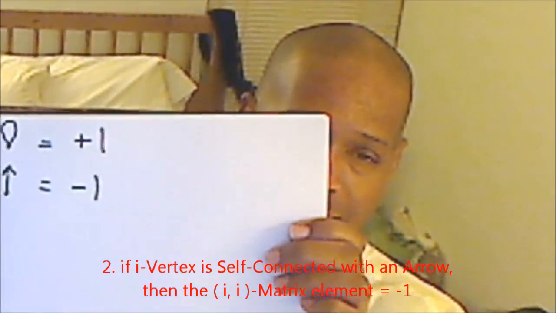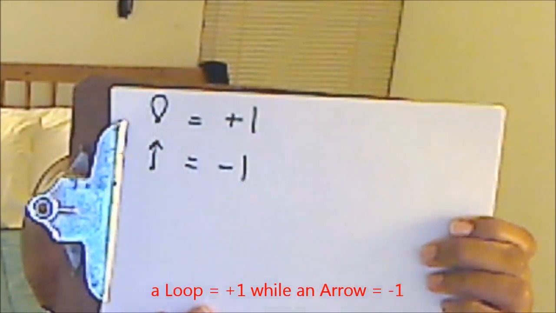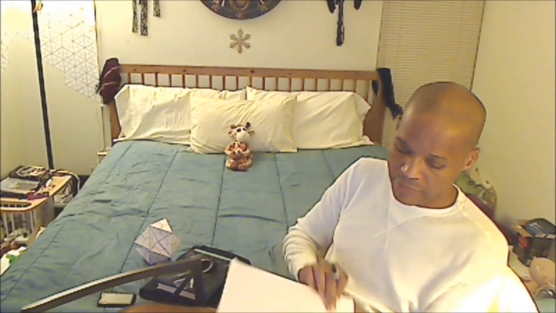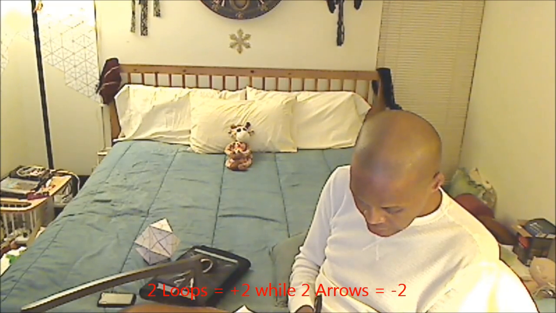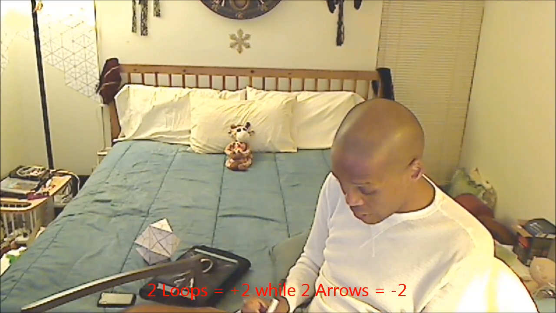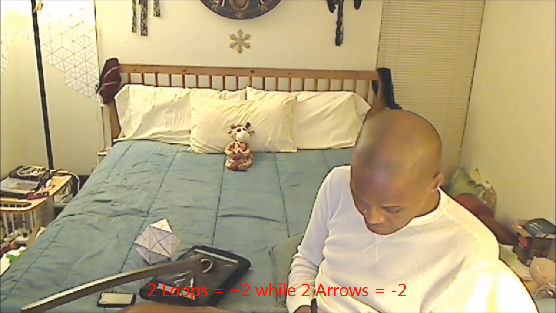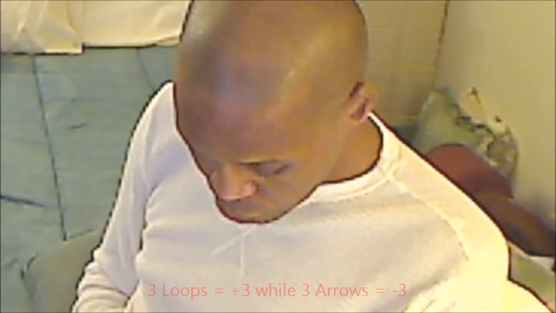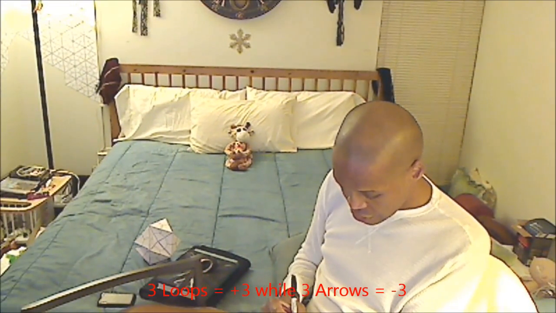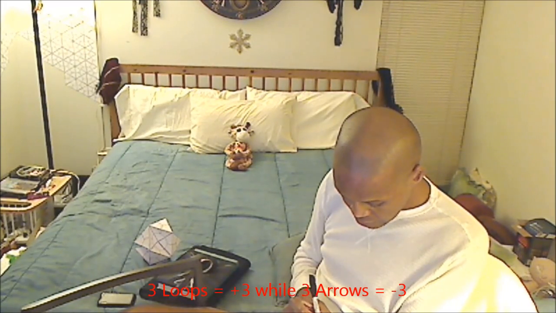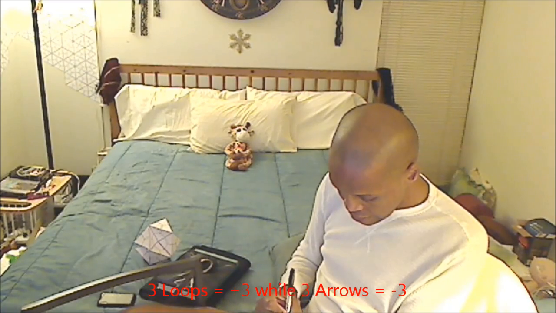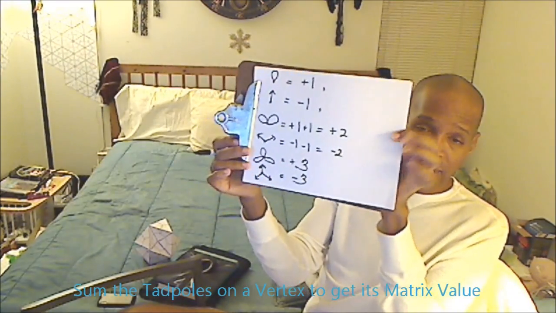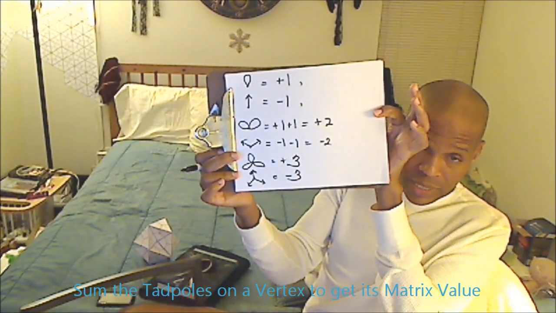So it looks something like this, okay? When you've got a loop on a vertex, it gets a +1. When you've got an arrow, it gets a -1. When you've got two loops, you just add them together. So two loops on a vertex means that we have a +1 plus a +1, or a +2. Two arrows on a vertex means we've got a -1 minus 1 equals -2. Pretty simple. And the same thing happens when we've got three loops on our vertex. It's just +3 from our previous rule, and three arrows on a vertex are just -3. So basically, whatever's sitting on a vertex adds together to form the result of what's sitting on that vertex. Okay.